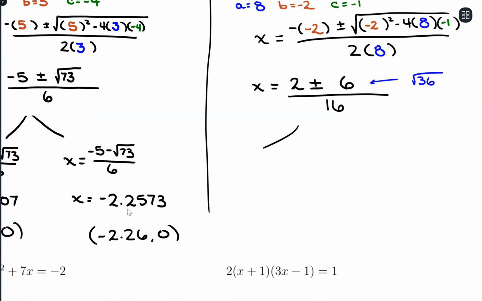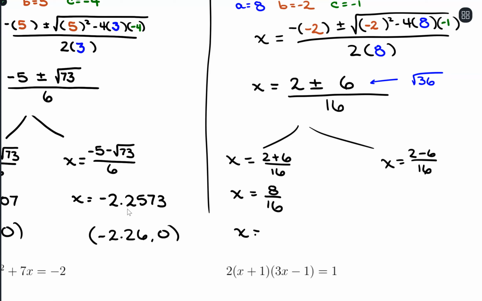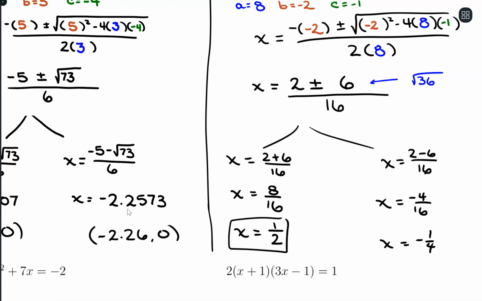All right, so now we can split into the two scenarios. For one of them, in the numerator, we'll have 2 plus 6 divided by 16, and the other will have 2 minus 6 over 16. Actually, I can just reduce these. This is 8 over 16, which is 1/2. So that's one solution. And then the other solution, we'd have a negative 4 over 16, which is a negative 1/4. And there's our two solutions.